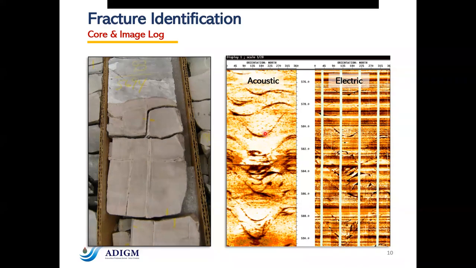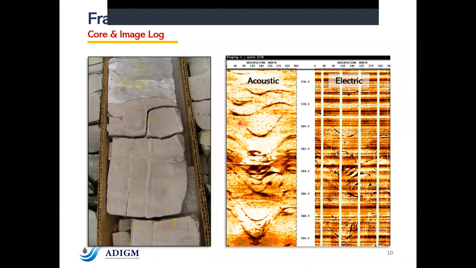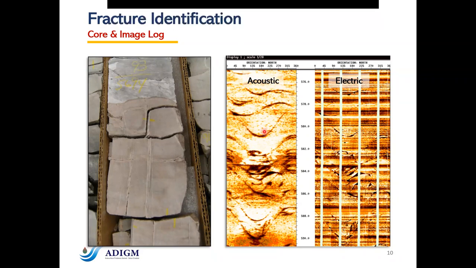The geometry of the fractures that we can see from the image depends on the intersection angle between the borehole and the fracture. So normally in the textbook or in the paper, we see this sinusoidal shape of the fractures. It's because the well intersects the fractures at an angle, let's say 40 degrees or 45 degrees to the fractures. When the fracture is vertical and the well is also vertical, we will see a vertical image of the fracture.